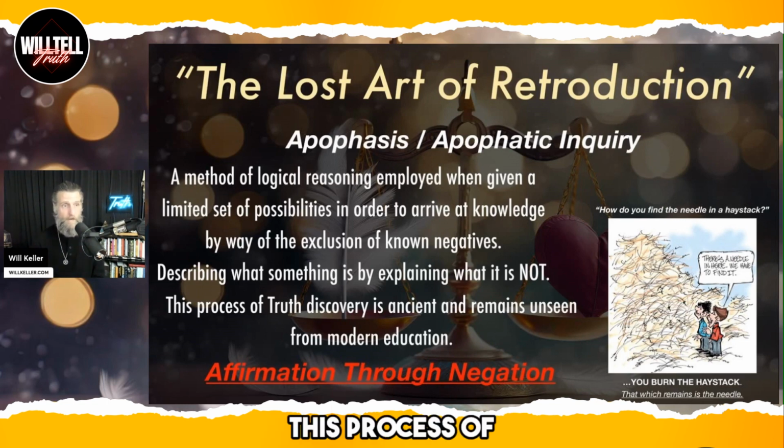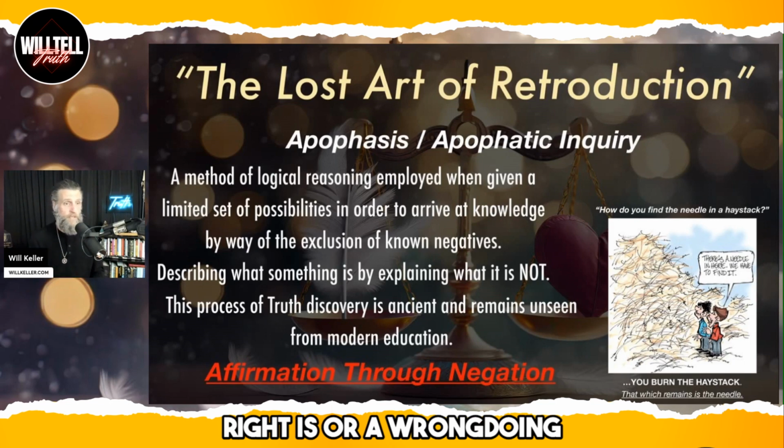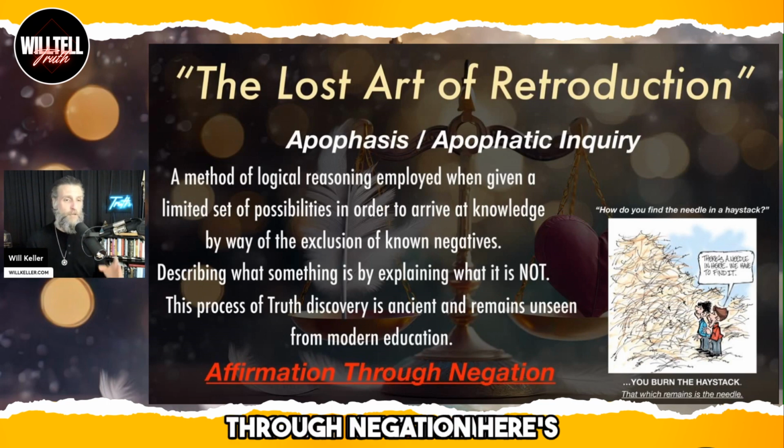The apophatic, the lost art of retroduction, is an ancient process. This is how a lot of ancient peoples understood what God is. We can understand what a right or a wrongdoing is by this process. So this is affirmation through negation.